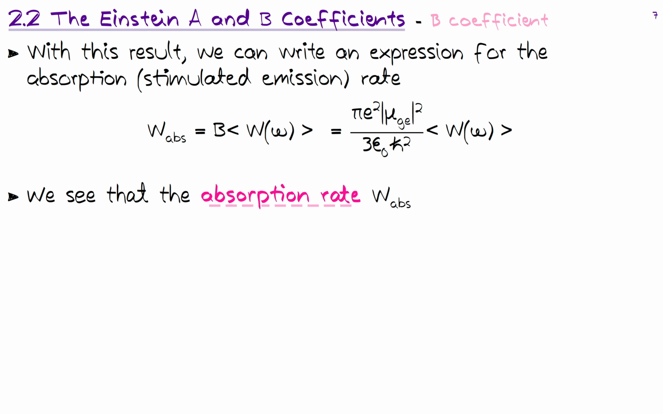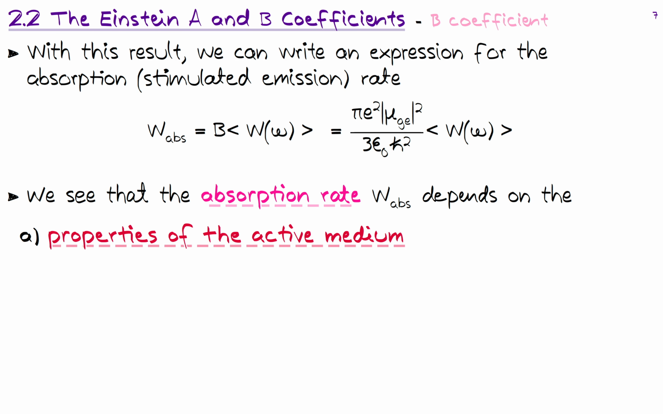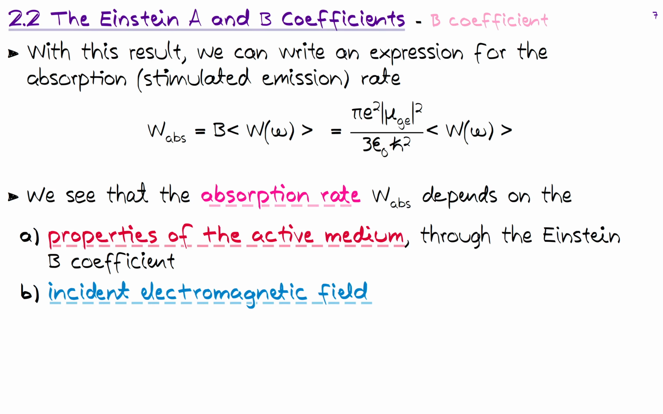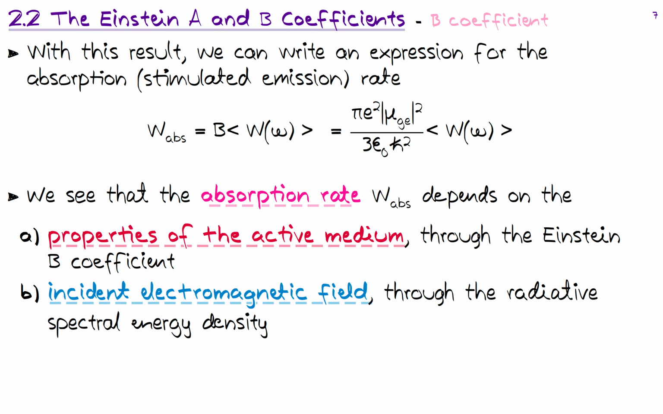So now we see that the absorption rate, W_abs, depends on A, the properties of the active medium through the Einstein's B coefficient, and C, of course, depends on the incident electromagnetic field through the radiative spectral energy density, this W term within the brackets. So that's what we have discovered so far: the absorption rate depends both on the medium and on the incident electromagnetic field.